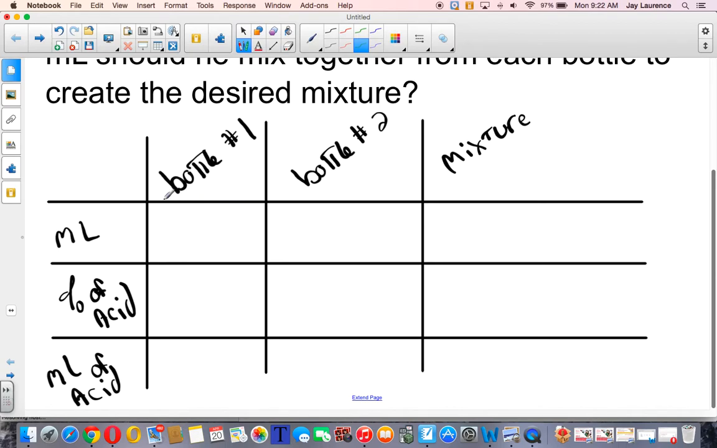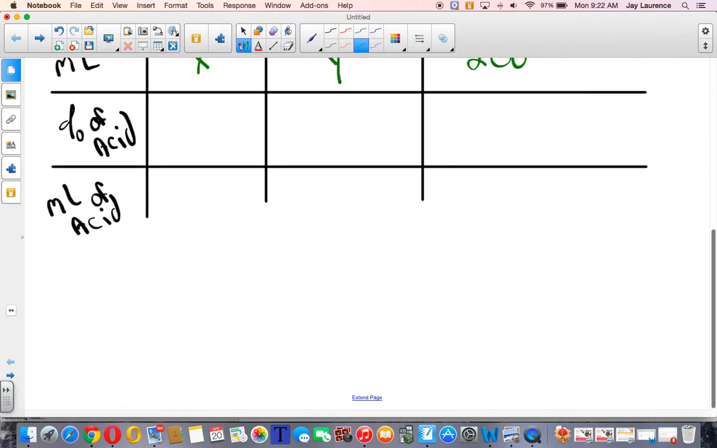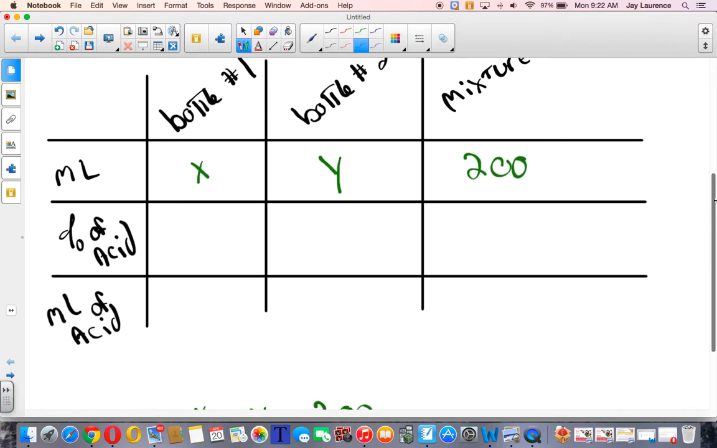Okay. And in the different classes, we got to different places, but we know that we don't know how many milliliters to use from bottle 1. We don't know how many milliliters to use from bottle 2. We do know that the mixture has to have 200 total milliliters. And so, in second period, Julia Glogi said, hey, x plus y equals 200. Right. We don't have that much information filled on our chart, but we already have an equation.